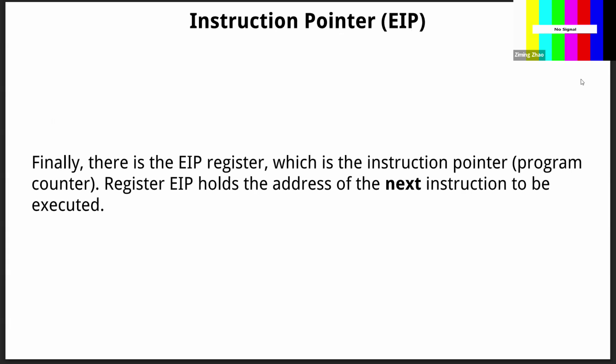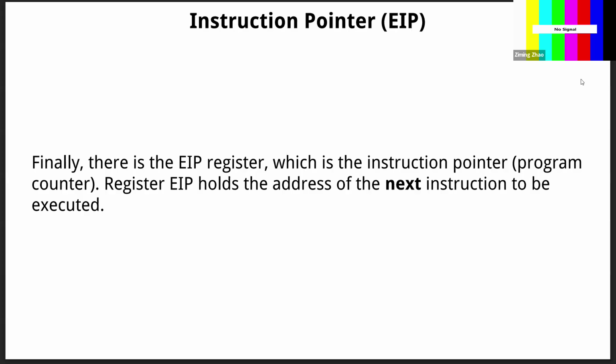The instruction pointer, the IP or EIP, is a register, and in some other architectures this register is also called the program counter, PC. This register holds the address of the next instruction to be executed.